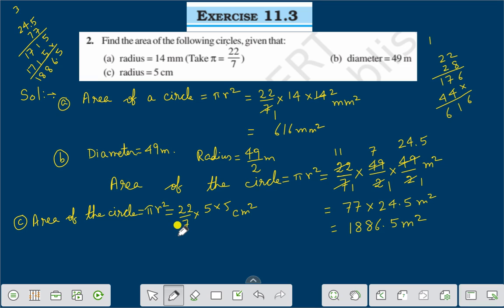Now what you get, you see here, divided by 7, you are getting 22 into 25 by 7, right? Therefore, 22 into 25: 5 twos are 10, carry 1, it is 0. 5 twos are 10 plus 1 is 11. And 2 twos are 4, 4 plus 1 is 5. That is 550 by 7 centimeter square, right? And if you divide this, you will get a decimal point.